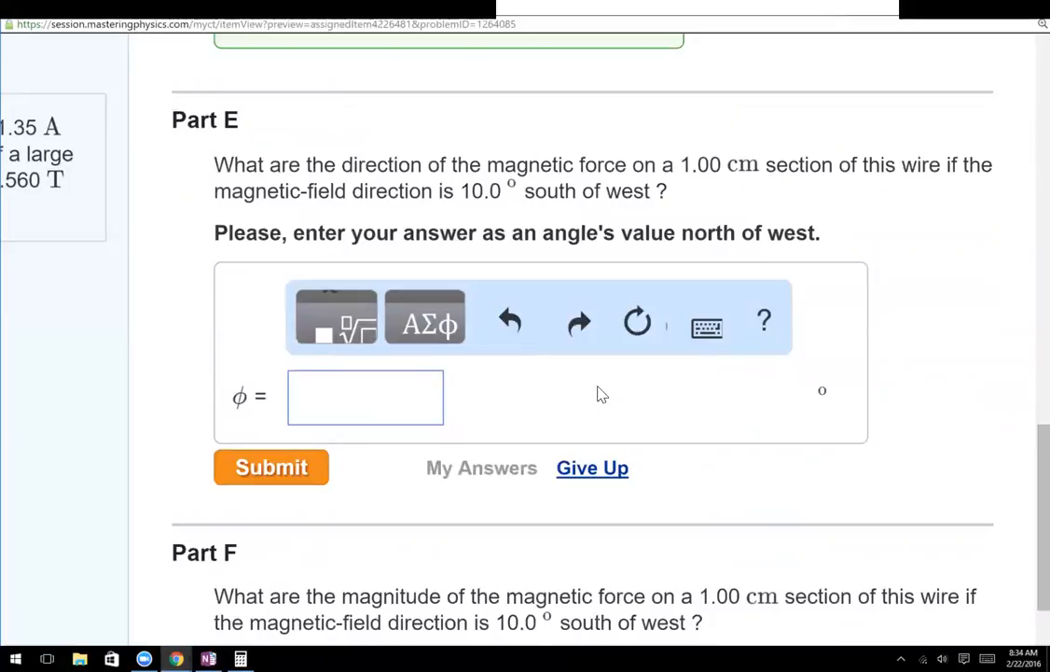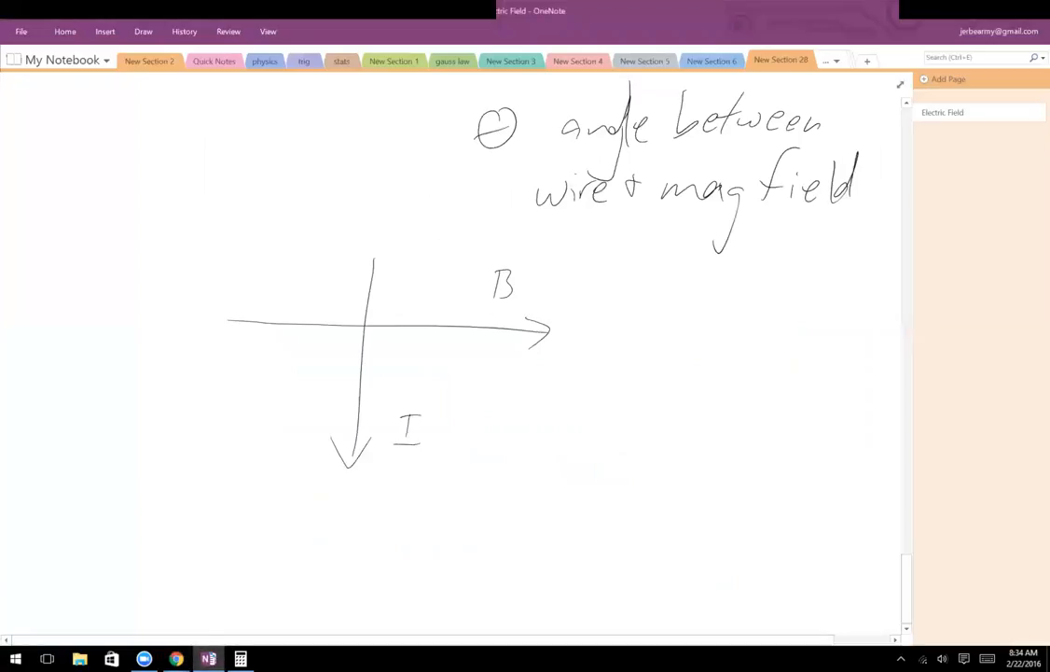Okay, so now something's going to be a little bit different. Well, actually, no, it's not. Because the field is still going horizontal, and the current is still going down, so the angle between them is still 90. I just have to draw a little picture. Give me a second. Yeah, it's just one because the magnetic field is perpendicular to I. And it's still perpendicular to I on this one.